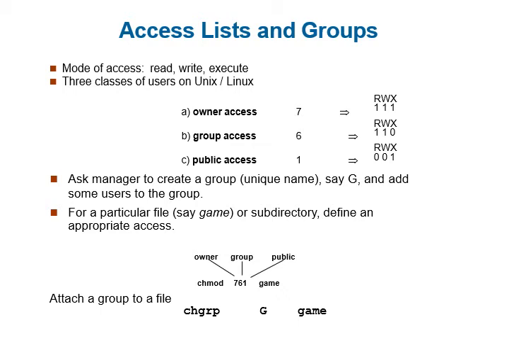Suppose I want to create a group user, say for example G is the group name. Now I can add some of the users into a group and then give permission. For creating a group, you can give chgrp G and the file name, so that the game file is included in the group called G, so that they can have a permission of 761.